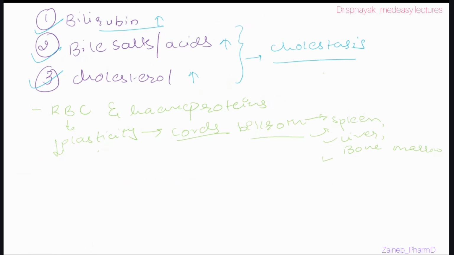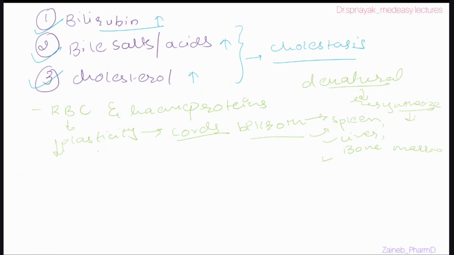One thing to say is that the RBC have certain surface proteins, and the RBC do not have a nucleus. So when the RBC gets old, these surface proteins get denatured, and as the RBC does not have a nucleus, they cannot resynthesize them.